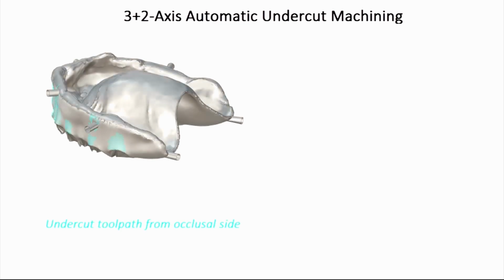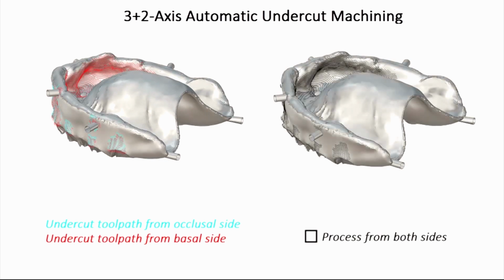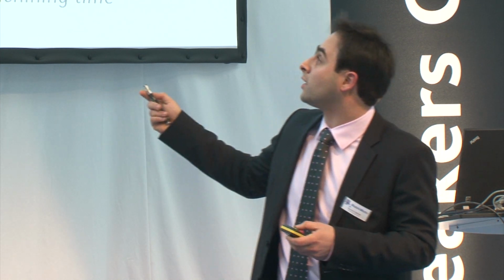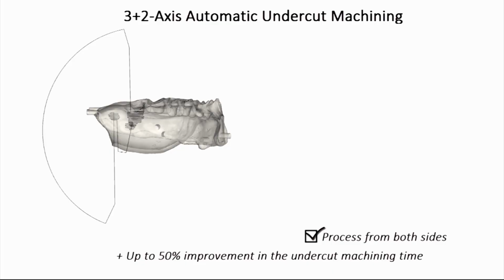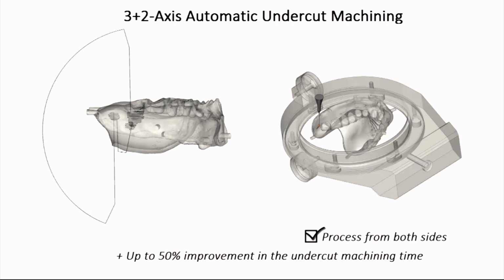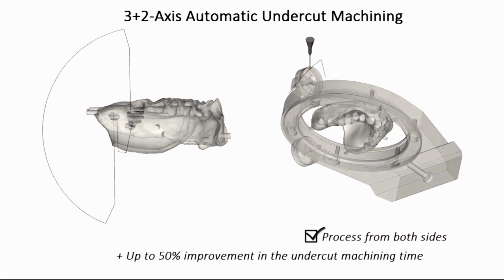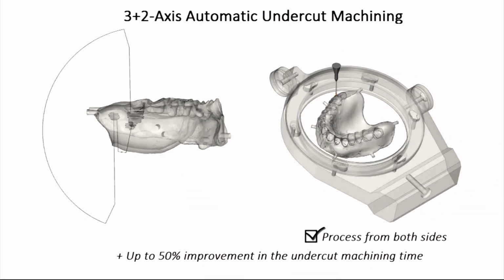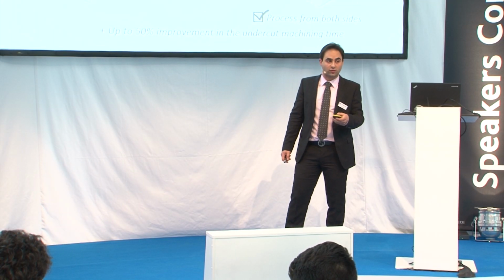We also have dentures, which have undercuts from occlusal side, undercuts from the basal side, and then the mutual one. Here we have duplicate of toolpaths processed from both sides. We'll combine these two cycles into one cycle and connect them with this cylindrical transition link. So after machining the first side, the tool will go beyond the blank and the fixture and go to the other side of the blank. This can improve the machining time up to 50% depending on the shape of the geometries.